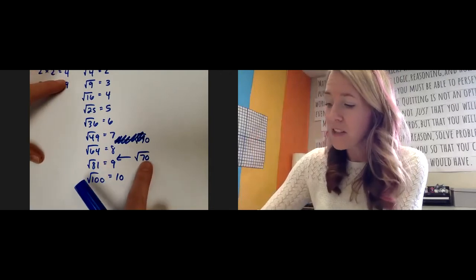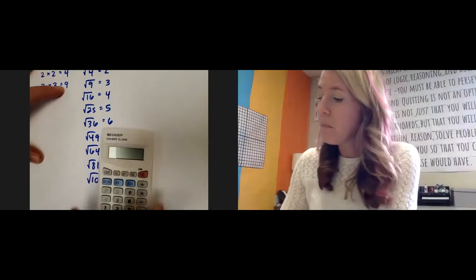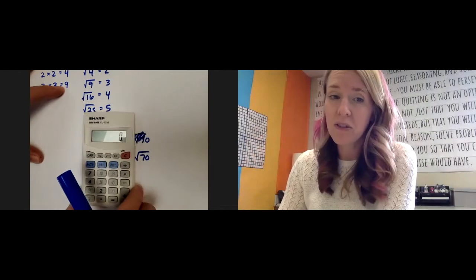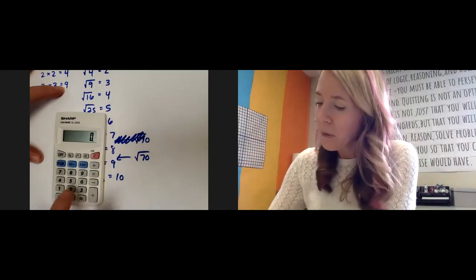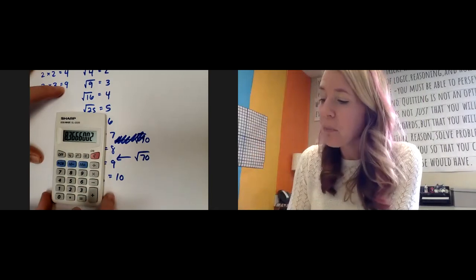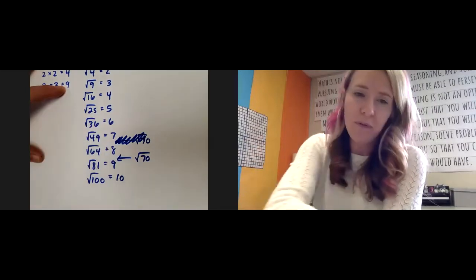So the square root of 70 is about 8.4 something, and you could put it in your calculator if you wanted to, but you need to be able to do it without a calculator, because on iLearn they will not let you use a calculator for a problem like that. But you can confirm it by pressing a magic button, and it's 8.3666 and so on. So I was pretty close to 8.4.